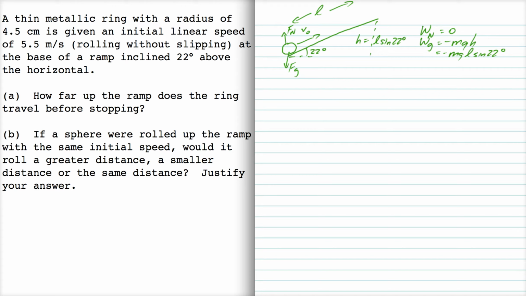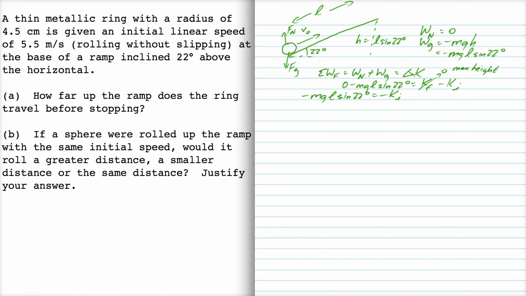The next step is to use the work energy theorem, which says the sum of the works done by all the forces is equal to the change in kinetic energy. So this is 0 minus mg L sine 22 is equal to the change in kinetic energy, Kf minus Ki. Now Kf is 0 at maximum height, right? We're asking how far up the ramp the ring rolls until it stops, and that's a max height problem. So the final kinetic energy is 0. So we have minus mgL sine 22 is equal to minus the initial kinetic energy.